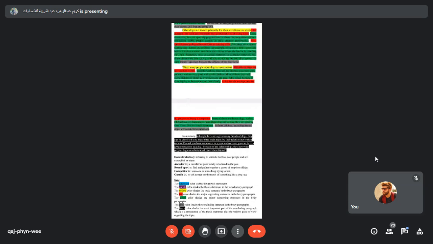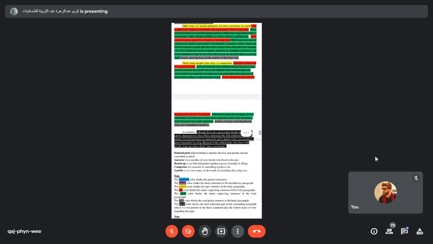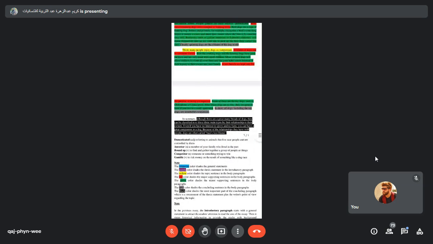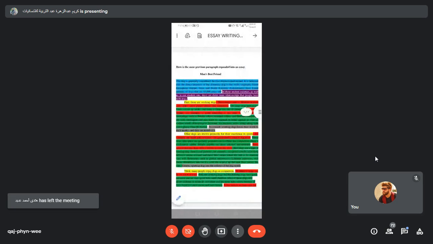In summary, although there are a great many breeds of dog, they can be classified into these three main types by their relationship to people. Dogs are great companions because of the relationship they have with people. Dogs are often called man's best friend. Yes, good, thank you.